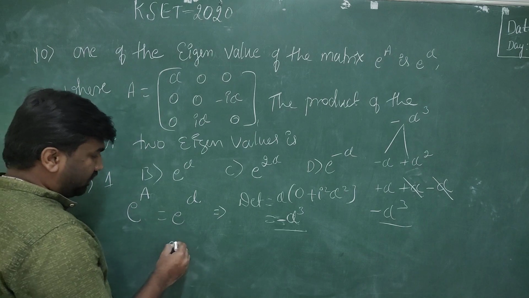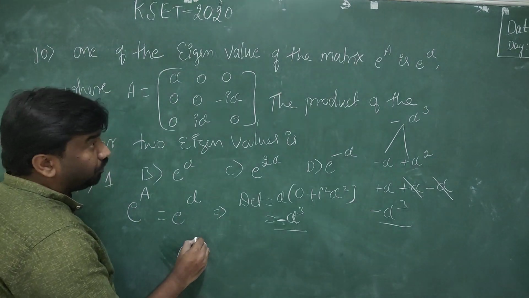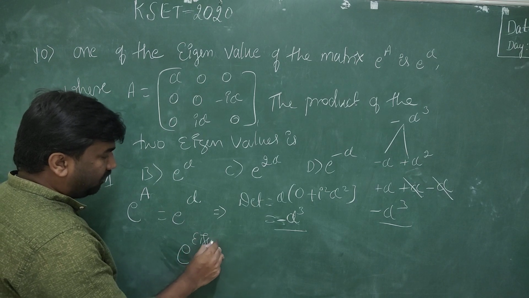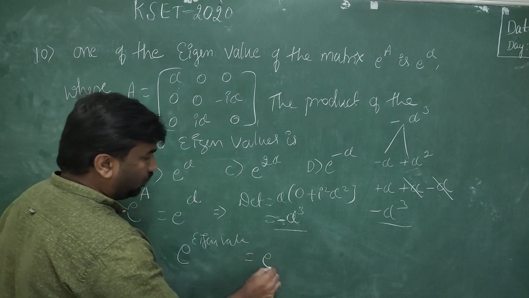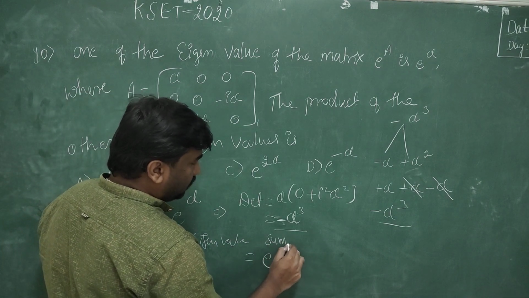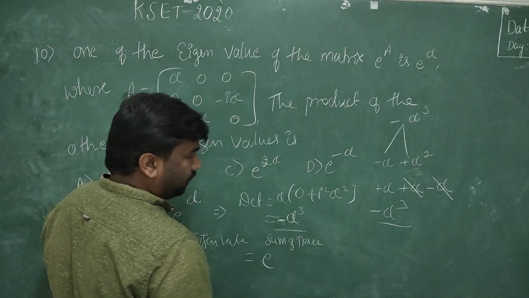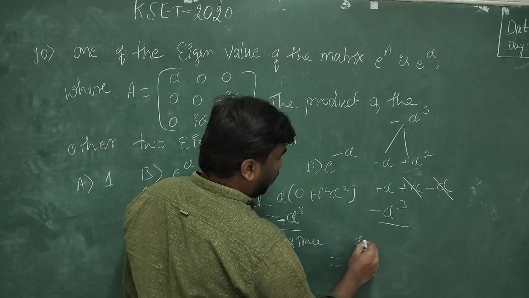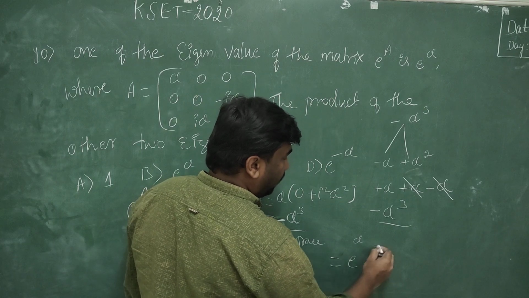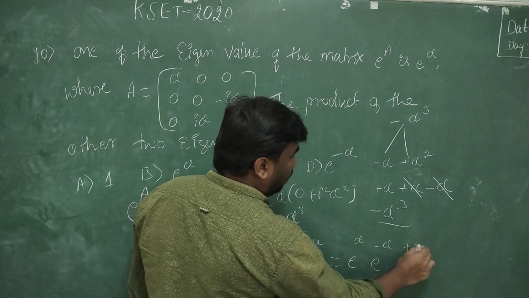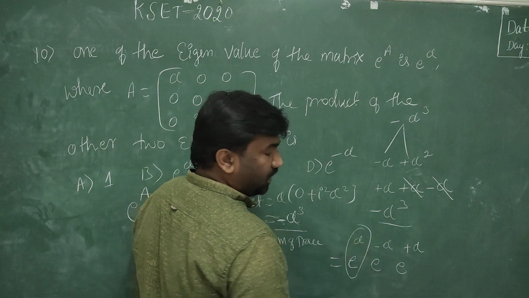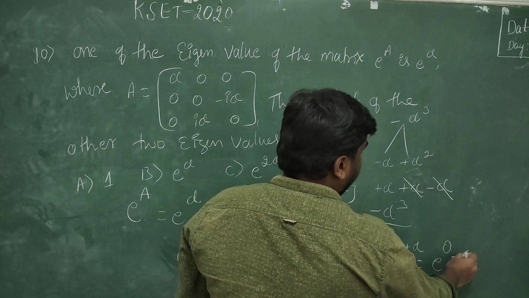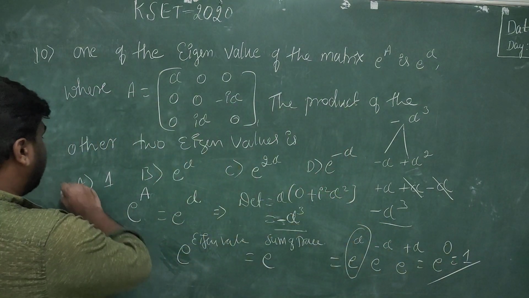We know that the eigenvalues of e power A are the exponentials of the eigenvalues of A, so the product of the exponentials equals e power the sum of the eigenvalues, the trace. The eigenvalues are alpha and the other two, so the exponentials are e power minus alpha and e power plus alpha. Their product is e power 0, and e power 0 is 1. So the answer is 1.